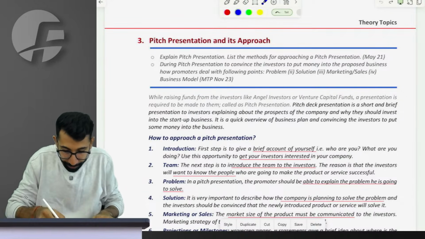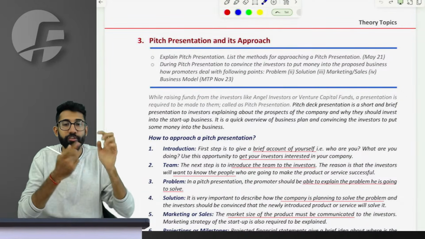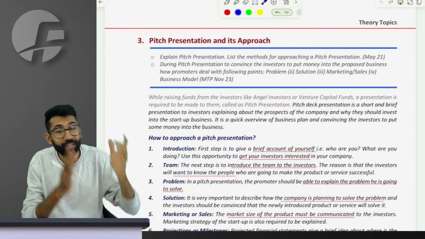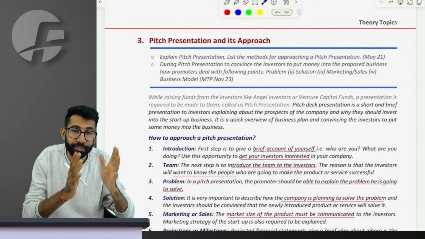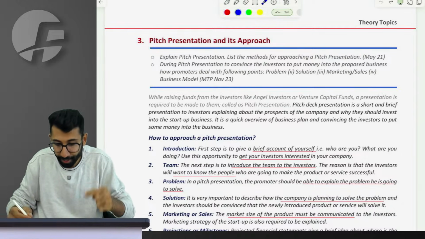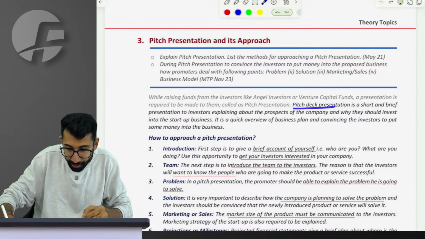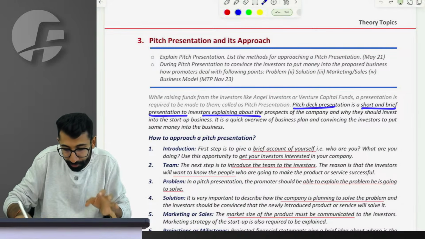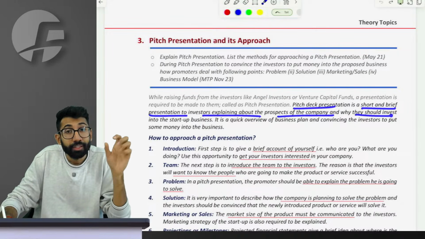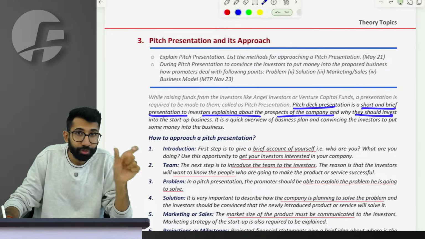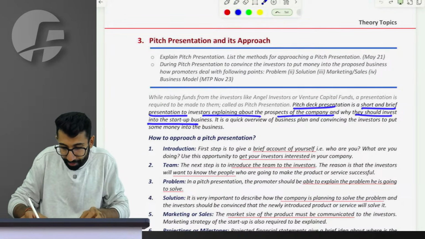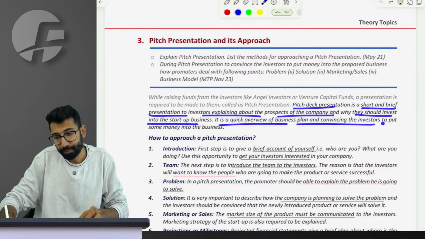Cool. Pitch presentation. As a founder, when you go to those angel investors, those venture capitalists, you will have to present yourself, you will have to present your business, your ideas, everything. What all should that pitch presentation include? A pitch presentation is a short and brief presentation to investors explaining the prospects of the company. Why should the venture capitalist or the angel investor invest in the startup? It is a quick overview of the business plan.